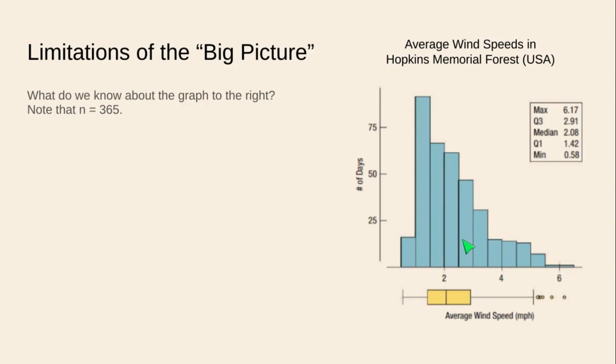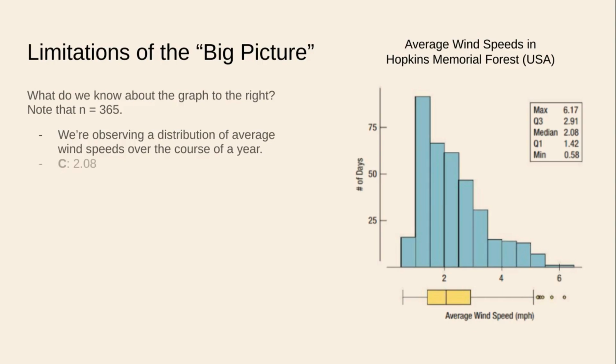Okay, so when we are given quantitative data, we want to CUSS. All right, so we're going to get to each of the letters of the acronym CUSS, right? First, we are observing a distribution of average wind speeds over the course of a year, hence the n equals 365, not a leap year, incidentally. So we have a measure of center, and that center is the median.